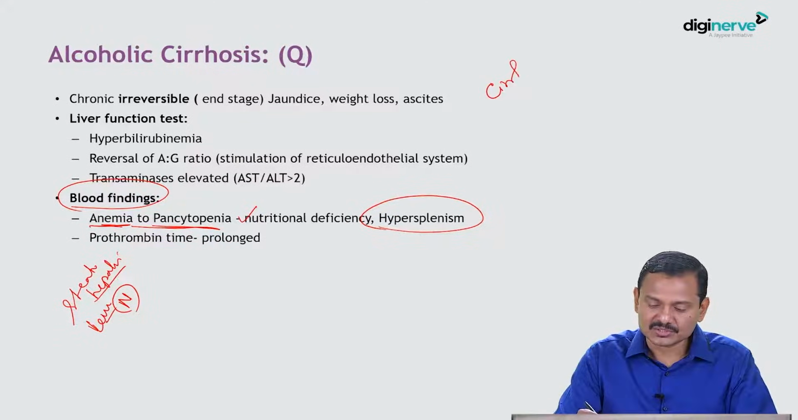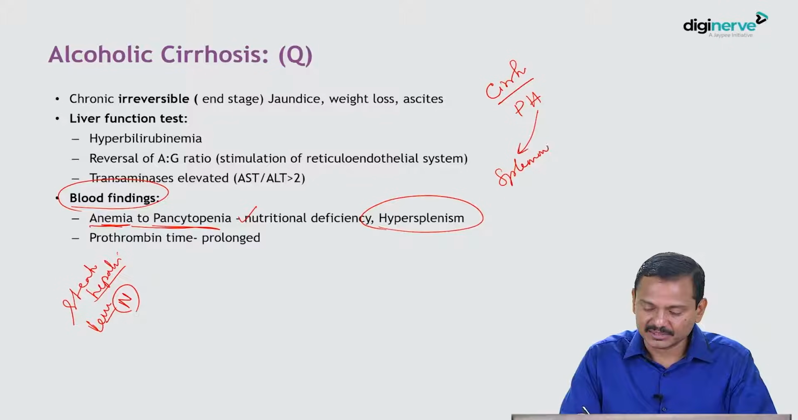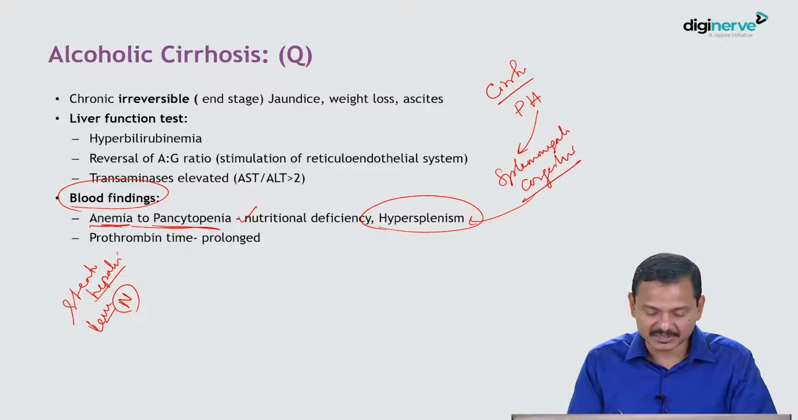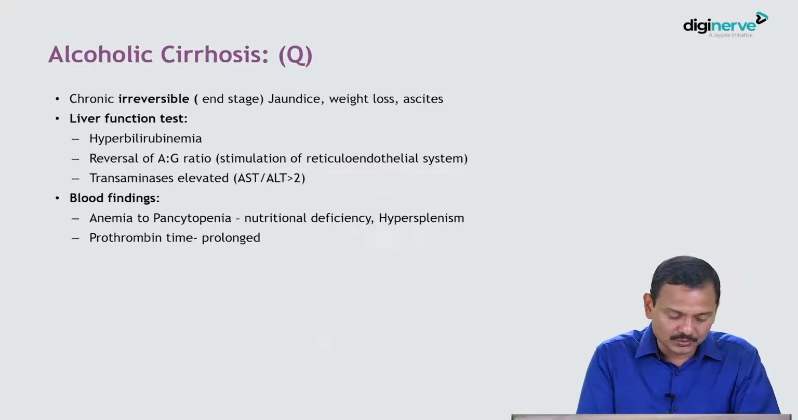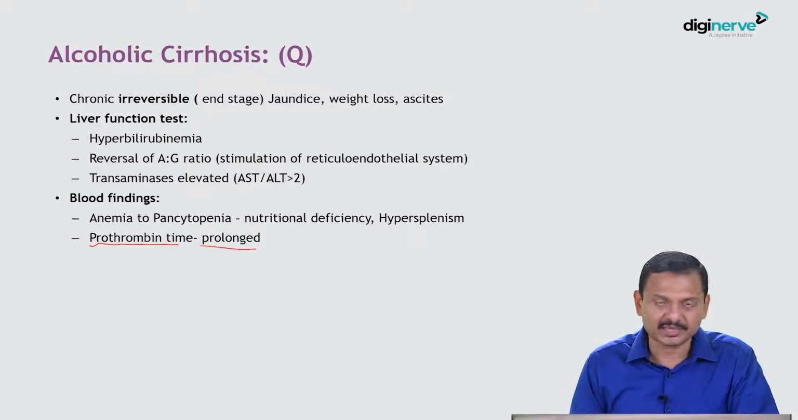And how does hypersplenism happen? Because cirrhosis will lead to portal hypertension. Portal hypertension will lead to splenomegaly, or it is called congestive splenomegaly. Now this congestive splenomegaly will induce hypersplenism. Hypersplenism will cause pancytopenia.